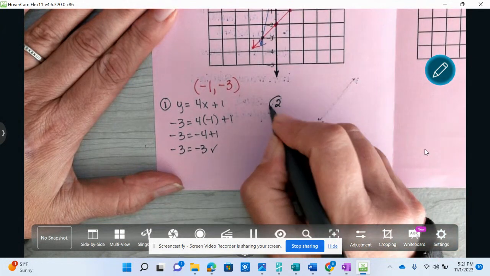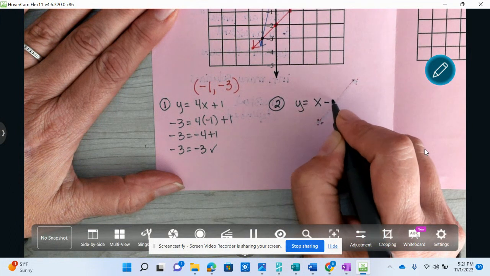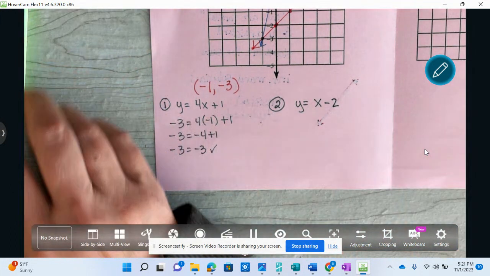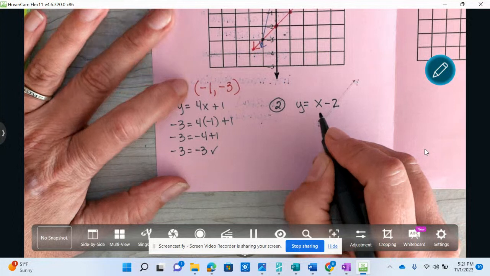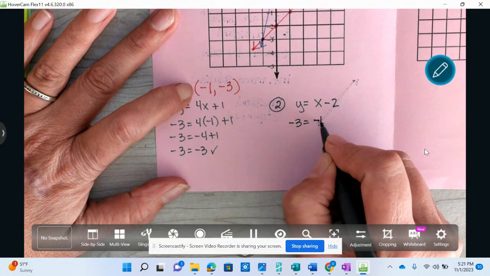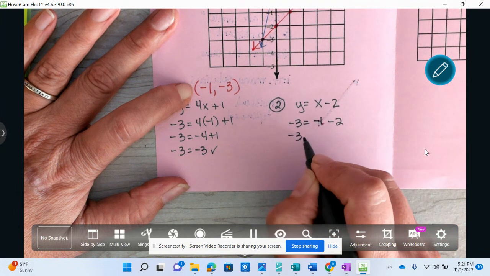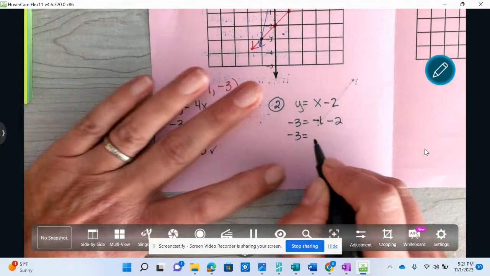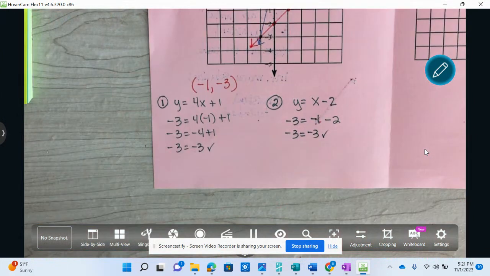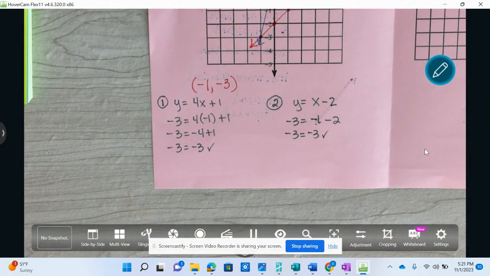Let's check equation number 2. Equation number 2 is y equals x minus 2. Remember my solution, y is negative 3, x is negative 1, minus 2. Negative 3 equals, let's see, negative 1 minus 2 is negative 3, so this works for both. Works for both of them.